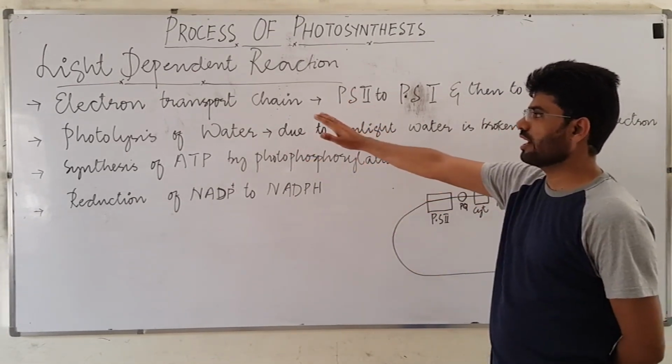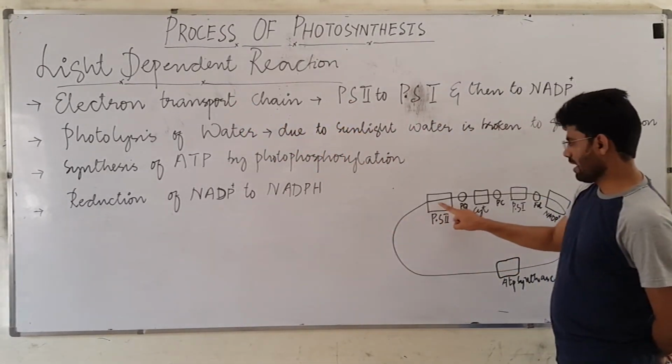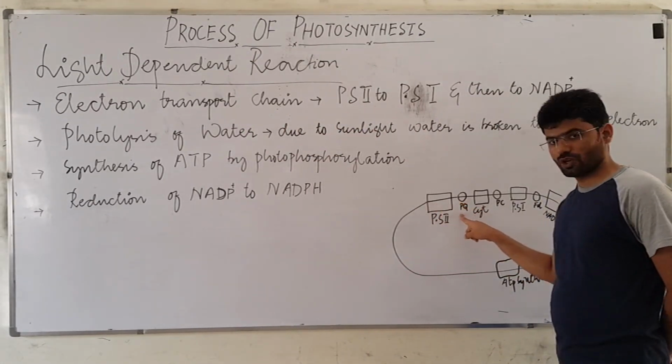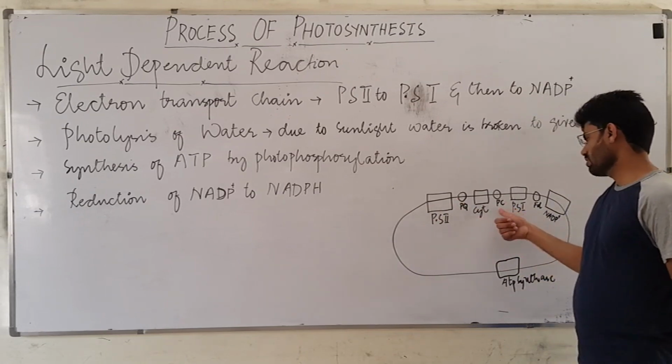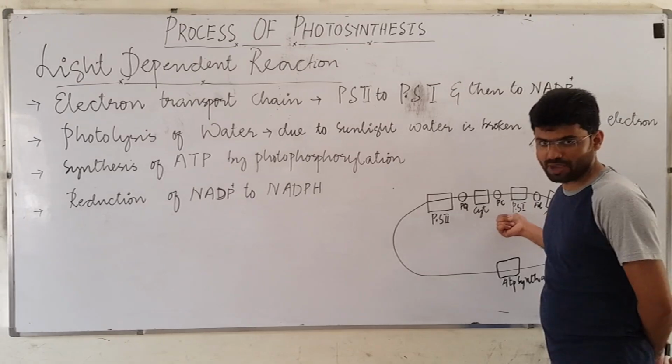The very first thing is the electron transport chain. As you saw, electrons were moving from PS2 to plastoquinone, then to the cytochrome complex, then to plastocyanin, and then the electrons were given to PS1.